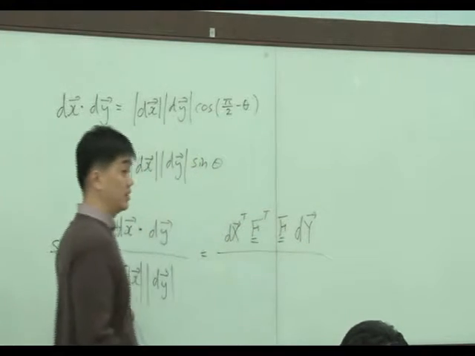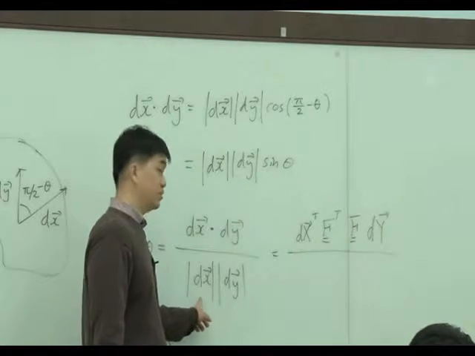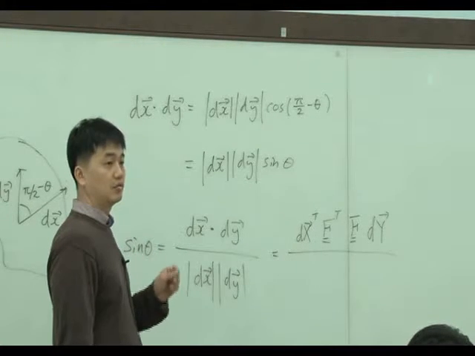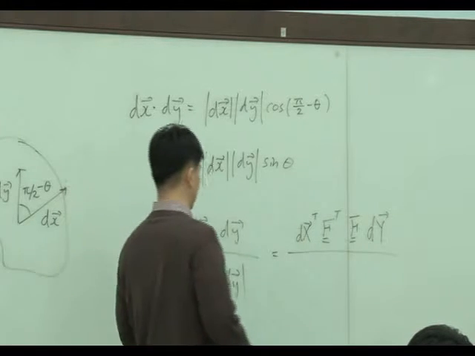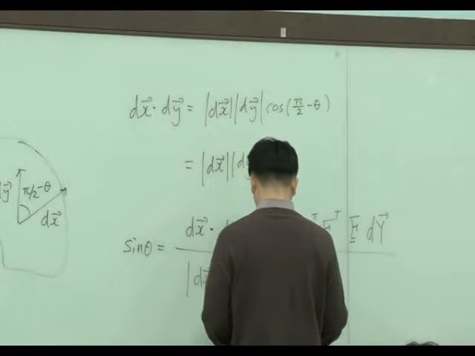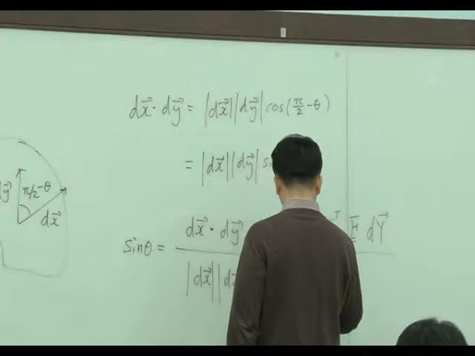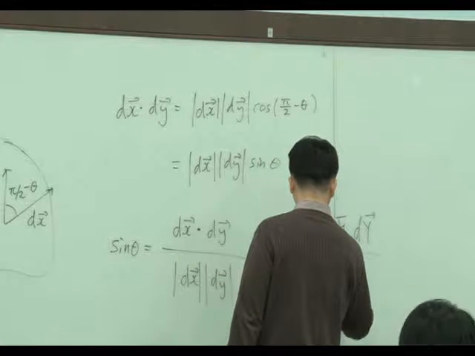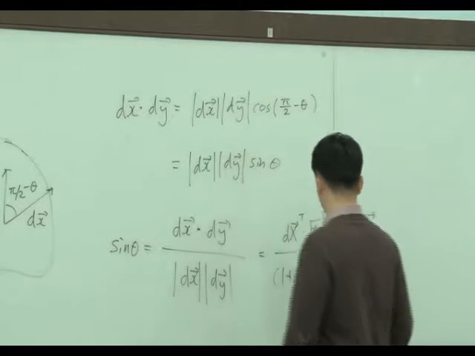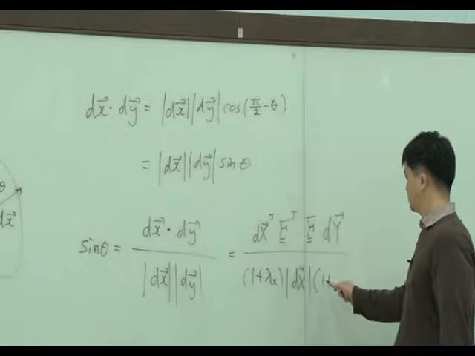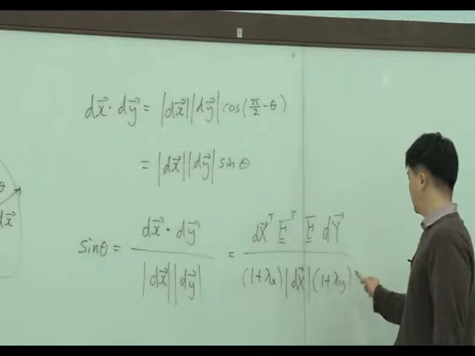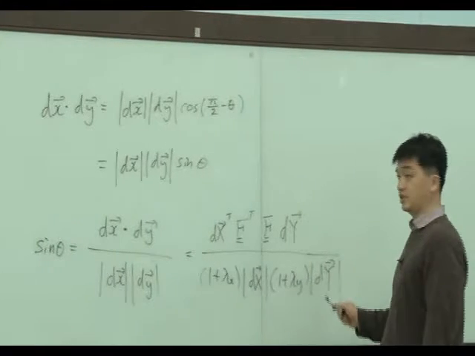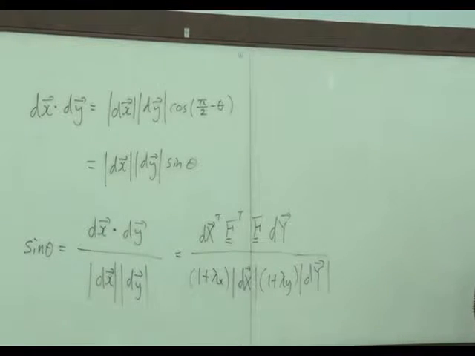And how about this? The magnitude of the lowercase dx can be calculated from the length change. So let's say 1 plus lambda x times the magnitude of dX, and 1 plus lambda y times the magnitude of dY. This is the result from the last lecture.